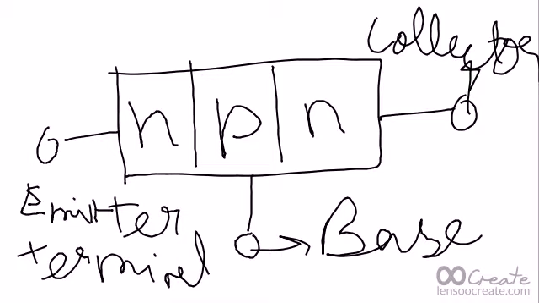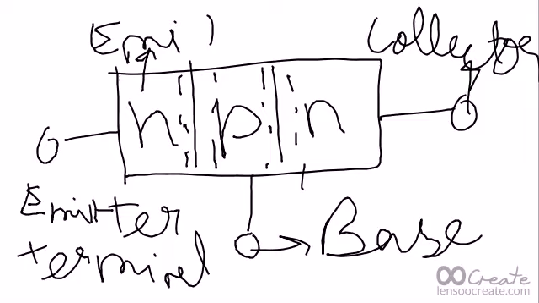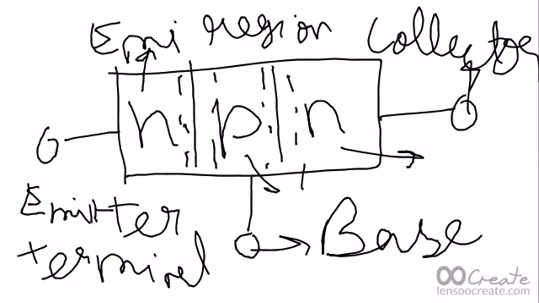There are two junctions, emitter-base junction and here emitter-collector junction. This is your emitter region. This is your base region and this is your collector region. Now BJTs are of two types, NPN and PNP. This one is NPN. PNP is also similar to this.